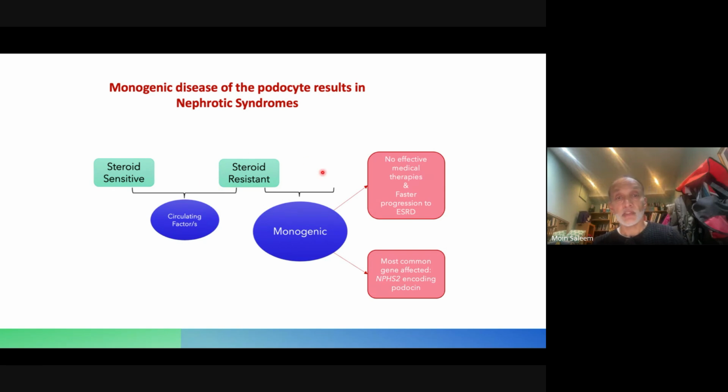A proportion of nephrotic syndromes are steroid resistant. Some of these are still caused by the immune mechanisms, but a large proportion, and in children it's at least a third of these patients, are caused by single gene mutations. And there are no effective medical therapies for these. And the most common, again, I've said this already, is the gene affecting NPHS2, which encodes a protein called podocin. And this is another slit diaphragm protein. So it's only expressed in the podocyte and only expressed at the slit diaphragm.